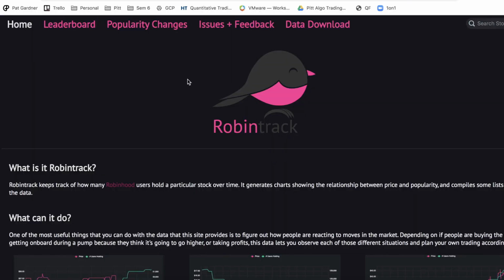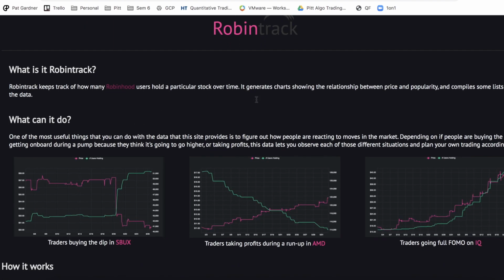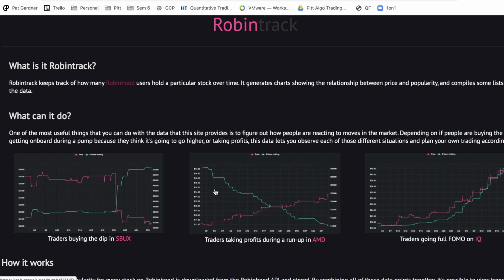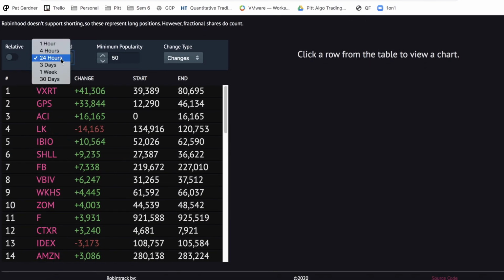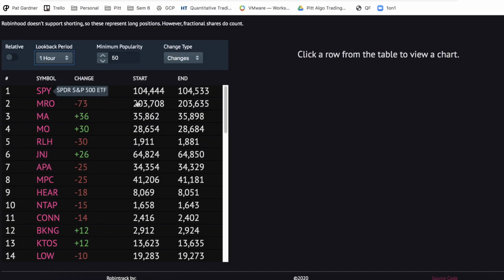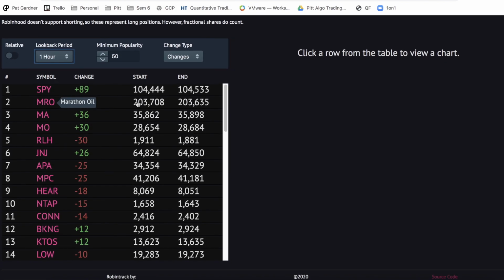The first thing that brought me onto this idea was this website called robintrack.net. It tracks the number of users holding, and I didn't realize this was possible, but Robinhood's API provides these numbers for any stock that you request. You can get initial statistics from this, you can do a look back period of an hour, but I specifically wanted to get the data from Robinhood to make sure there was no delay.